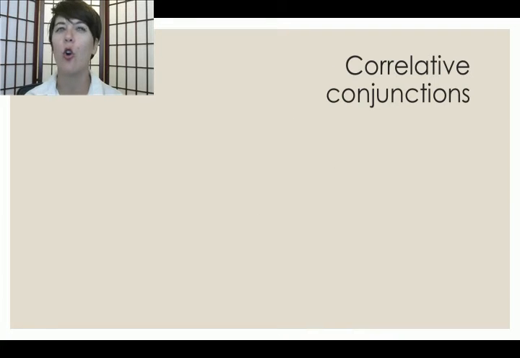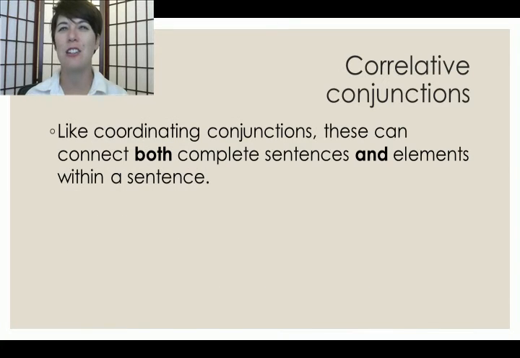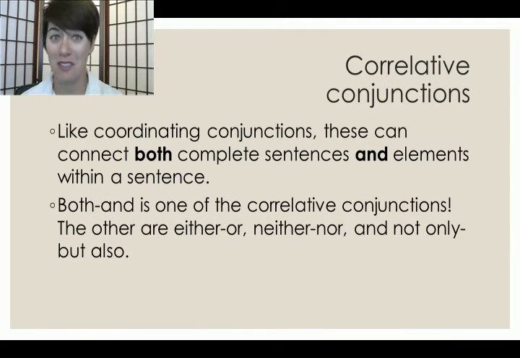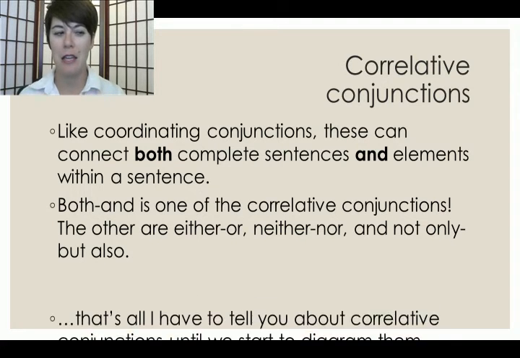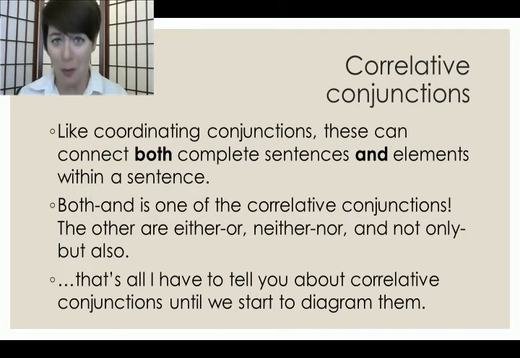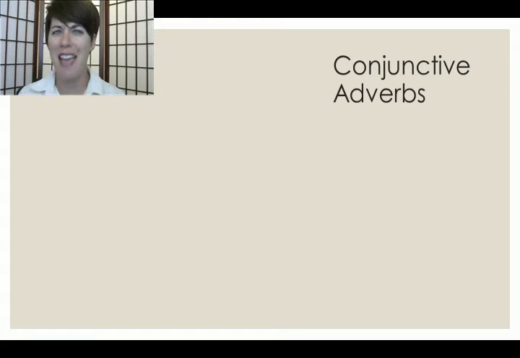Let's talk about correlative conjunctions just a scotch also. These are like coordinating conjunctions in that they can connect both complete sentences and elements within a sentence. I bolded those because, haha, both and is a correlative conjunction. It's one of them. The others are neither, nor, either, or, and not only but also. That is all I have to tell you about them for now until we start to diagram them, so just stay tuned.